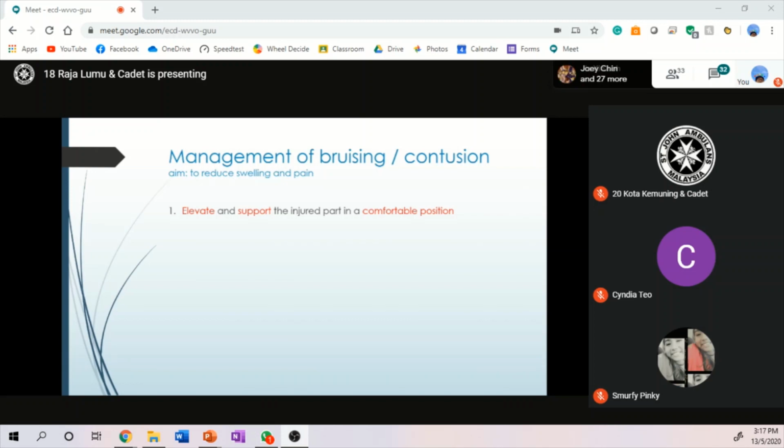And the first step is elevate and support the injured part in a comfortable position. As much as possible, keep the injured area elevated above the level of the heart. The second step is to apply a cold compress on the bruise for 10 to 15 minutes. No more than 20 minutes. It's a bit dangerous for the leg, like you lose feeling, like pain. Cannot be too long also. 10 to 15 minutes is enough.